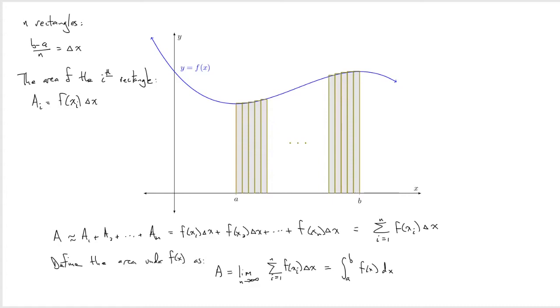Just a little terminology before we move on. If this limit exists, then we say the function f is integrable from a to b, meaning that it can be integrated. The function f of x here is called the integrand. It's the thing that you're integrating. And these numbers a and b are called the limits of integration, or sometimes the constants of integration.